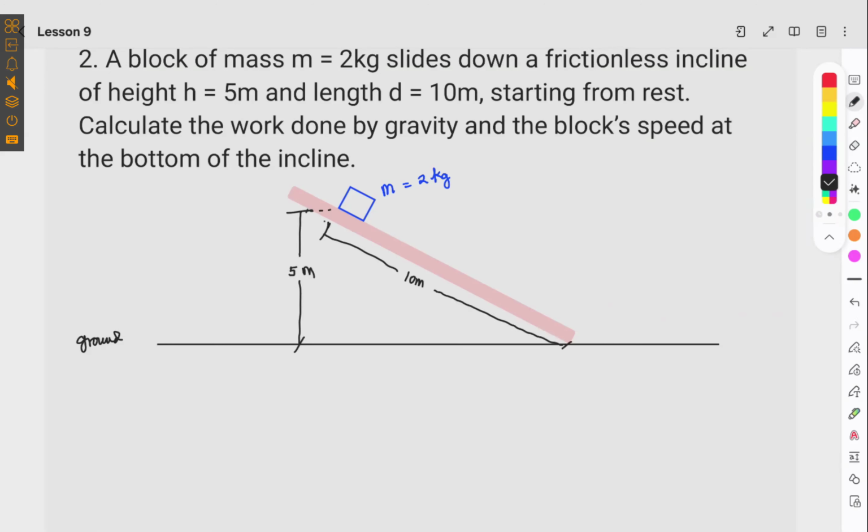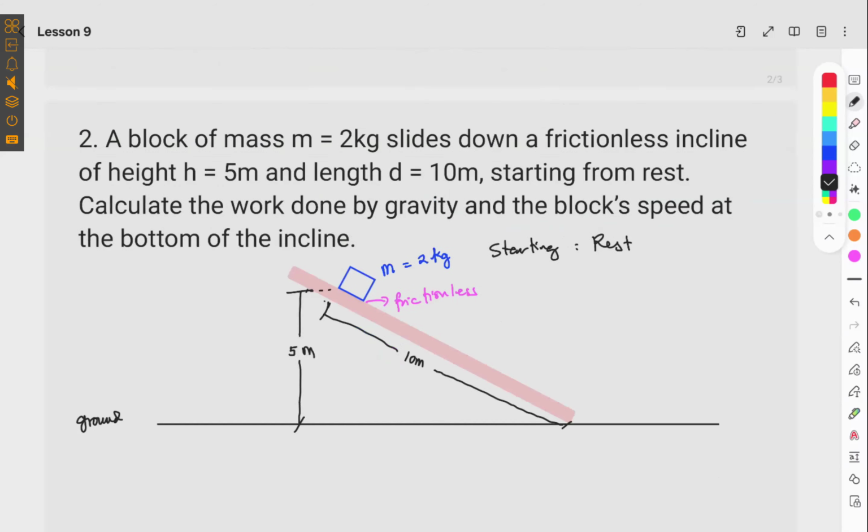Do you understand the problem? A block of mass m, 2 kilograms, slides down, assuming this sliding is frictionless. This is no friction. A block of mass 2 kilograms slides down a frictionless incline of height 5 meters and a length of 10 meters, starting from rest. Calculate the work done by gravity and the block's speed at the bottom of the incline.